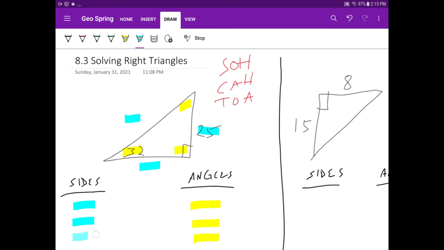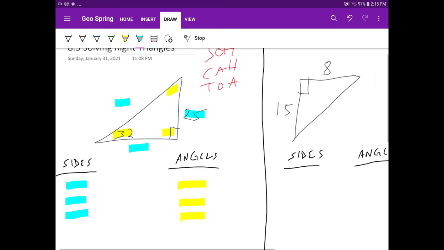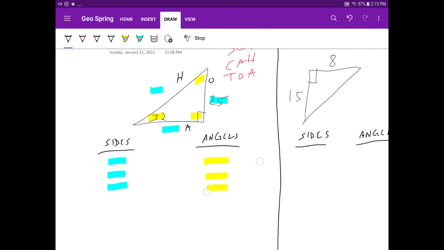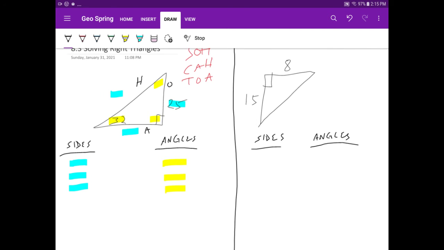Let's do the trig first, and then we can come back and fill this out. So let's label this. Here's your angle. This is your hypotenuse. This is your adjacent. This is your opposite. So we're just doing trig, and we want to find the adjacent. Adjacent and opposite, that's tangent. So tangent of theta equals opposite over adjacent.